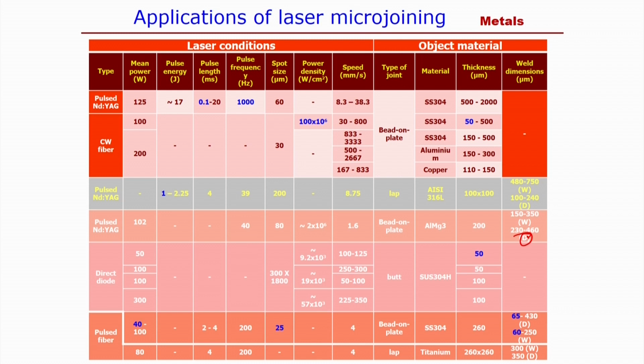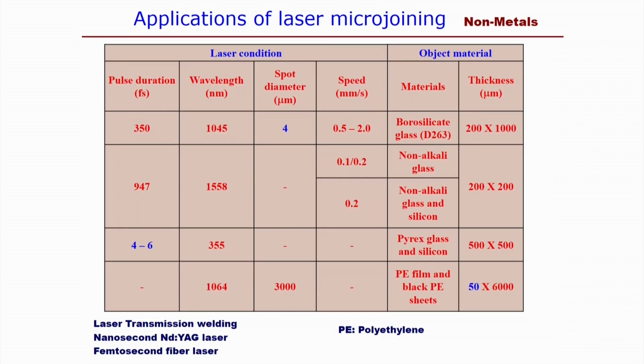This is a typical observation from the literature: for metallic materials, 3 or 4 types of laser can be used for micro-welding applications on different types of materials. Now, if we look into non-metals in the form of laser micro-welding processes, here you see the pulse duration is normally in the femtosecond level: 350 femtosecond, 947, and even 4 to 6 femtosecond pulses can be used for the processing of non-metals, and probably in this case only in the mode of laser transmission welding.